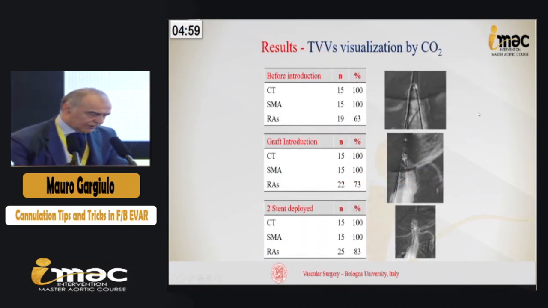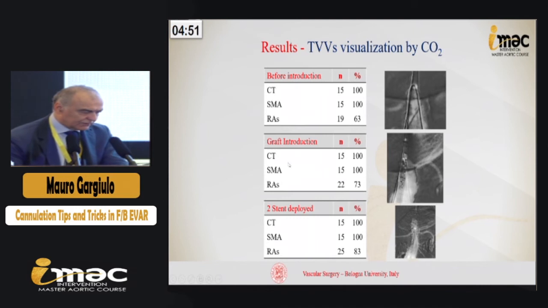Looking at the visceral vessel visualization, we had no problem with visualization of the celiac trunk and SMA before the introduction of the endograft, during the introduction, and after deployment of the two renal stents. But we had an increase in the percentage of visualization of renal arteries, from 63% before introduction of the two stents to 83% at the end of the procedure.